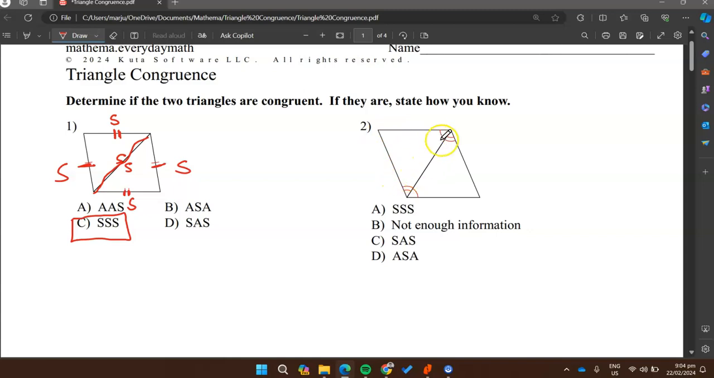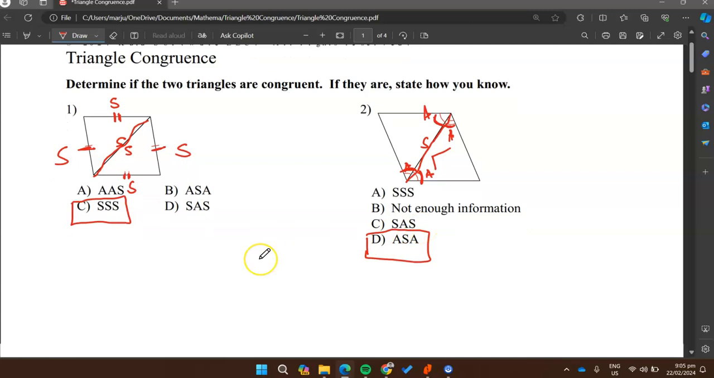We are given again this side is congruent to itself. So we have a side. And then we have here an angle. This angle is congruent to this angle. So we have an angle. And this angle here is congruent to this angle. So we have A, and then we have A. So what is this? We have ASA. So we have letter D as our answer. Therefore, the two triangles are congruent by ASA.